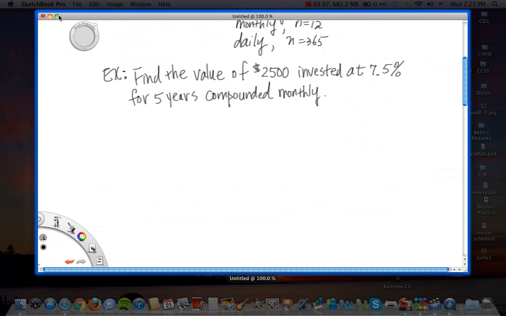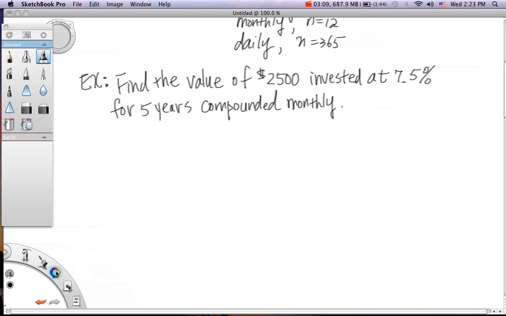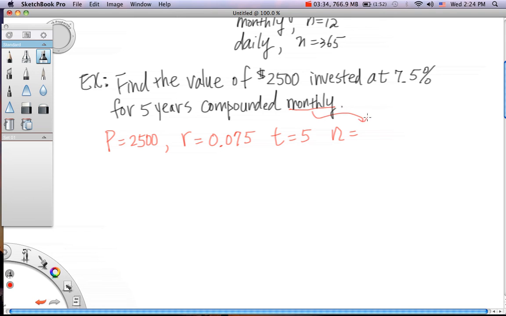So I'm going to write it down. The principal P is 2,500. Your interest rate R is 7.5%, and remember that in decimal it's 0.075. Okay, T is the number of years, and that's going to be 5. And N, in this case, because it's compounded monthly, you have 12 times in a year.